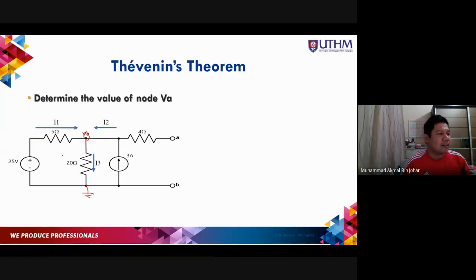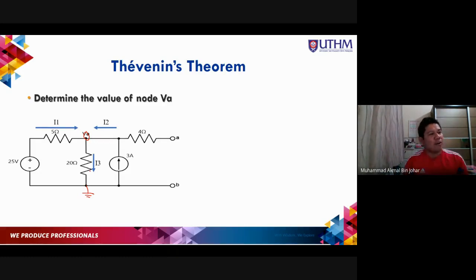Sebab maksudnya tak ada orang yang keluar dari point tu. Jadi adalah satu yang akan jadi negative value. So, dalam kes ini, dua masuk, I1, I2, kita tahu dia akan masuk, sebab ada voltage source dan ada current source yang contribute to that direction only. So, VA to the ground, of course, the I3 will flow in this direction.